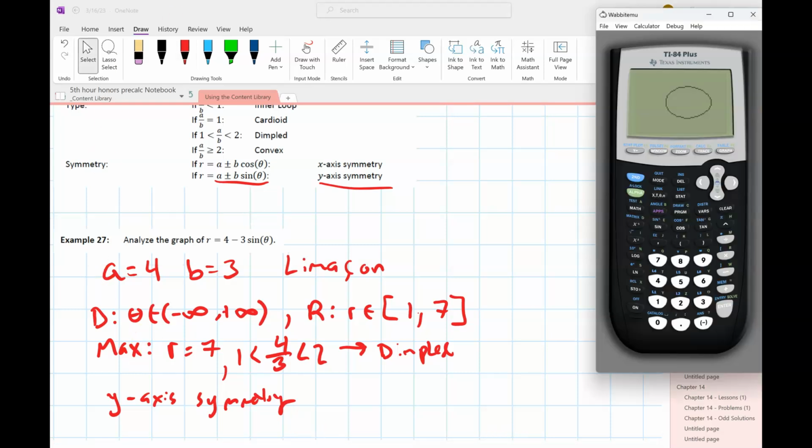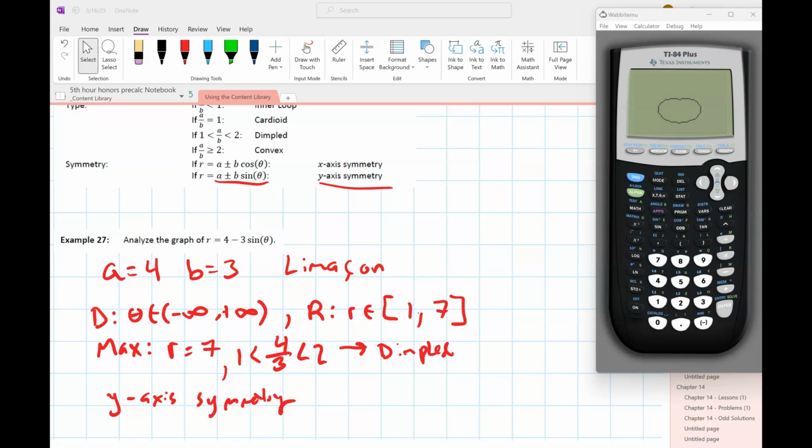I guess let's take a quick peek at what this guy would have looked like. So 4 minus 3 sine theta. Oh, there's my dimple. See it right up there? And that's all she wrote, folks. So I think at this point we should be able to finish her out.